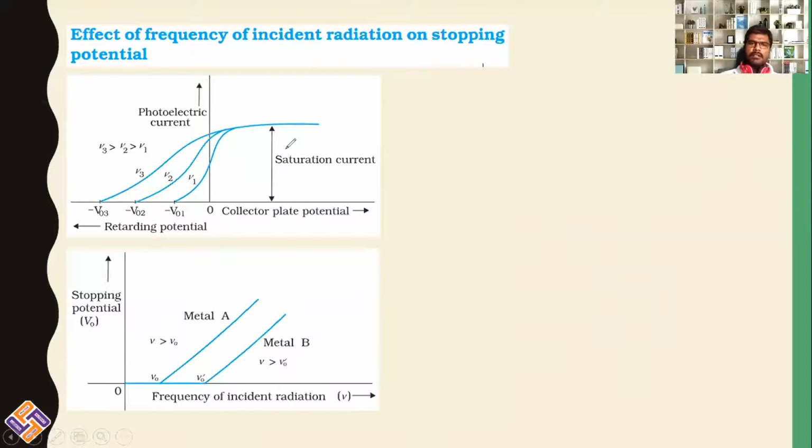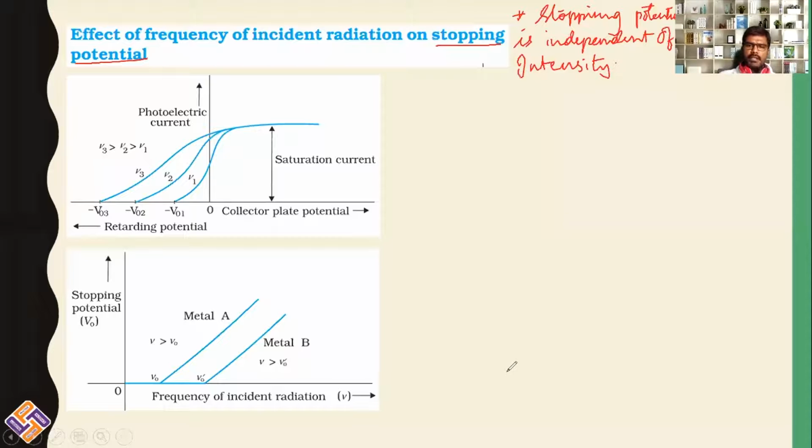And now let us learn the effect of frequency of incident radiation on stopping potential. We have already seen that stopping potential is independent of the intensity of radiation. As you increase the intensity, stopping potential is not changing. It comes at one particular point. V naught remains constant, as we saw in the previous graph.